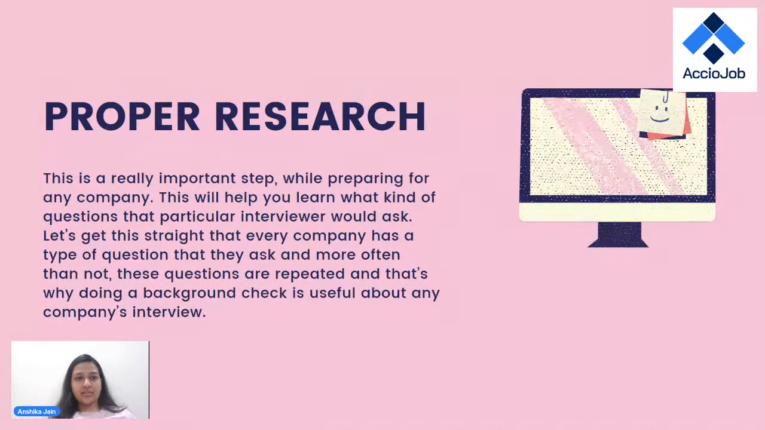So, starting with the first point, proper research. This is a really important step. Whatever company you are sitting for, you should always research that company. If you're targeting Google, Microsoft, or any ABC company, just go on Google and search for the questions or the interview experiences of people who have appeared for the same company. This will help you learn what kind of questions are asked when you sit for that company. You must be wondering why a company asks similar questions, or if at all the company asks similar questions.